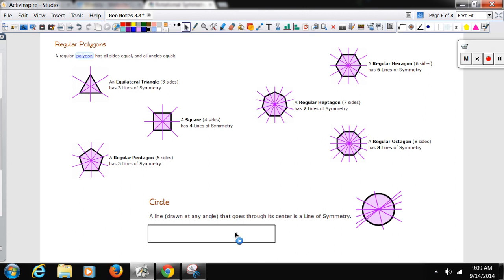A circle would have infinite lines of symmetry. You could draw a line through the center point on any circle in any direction, and it would be a line of symmetry, as long as you go through the center point on the circle. So those are just polygons that have lines of symmetry in them, where you could draw a line in the shape and it would fold on top of each other. Lines of symmetry.